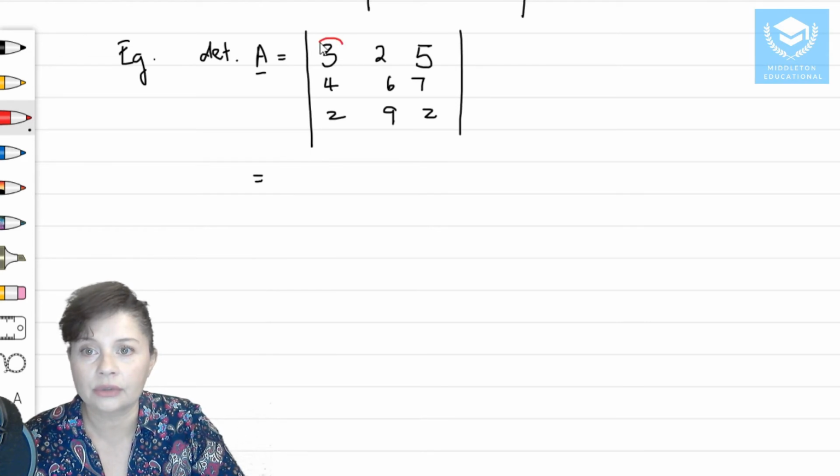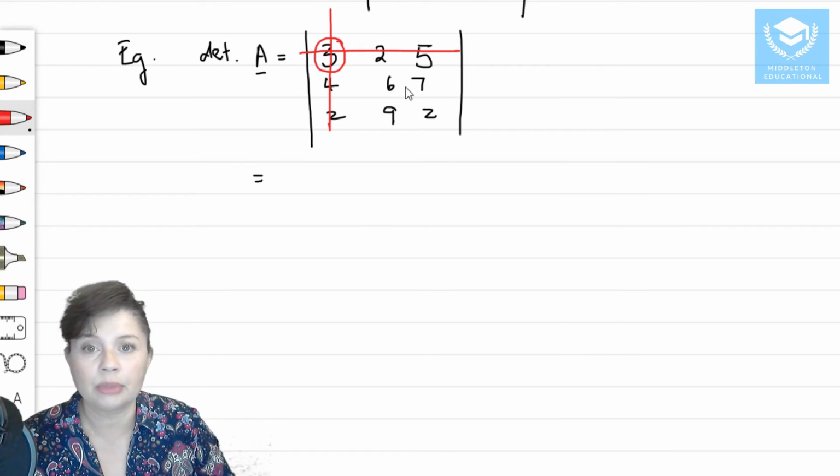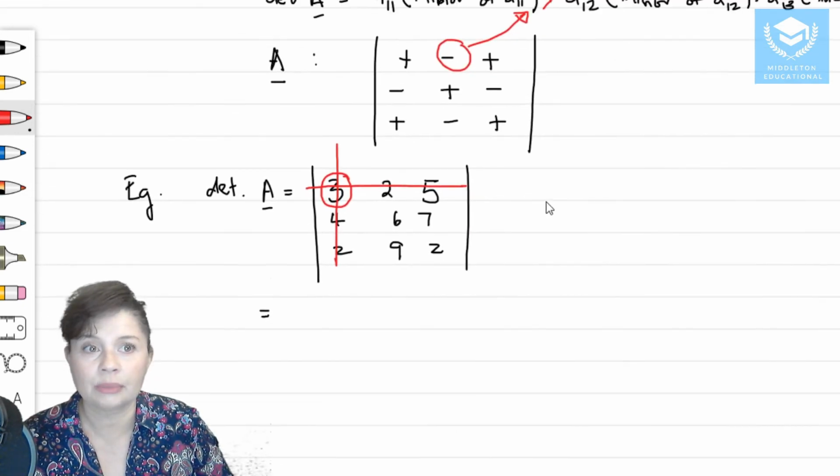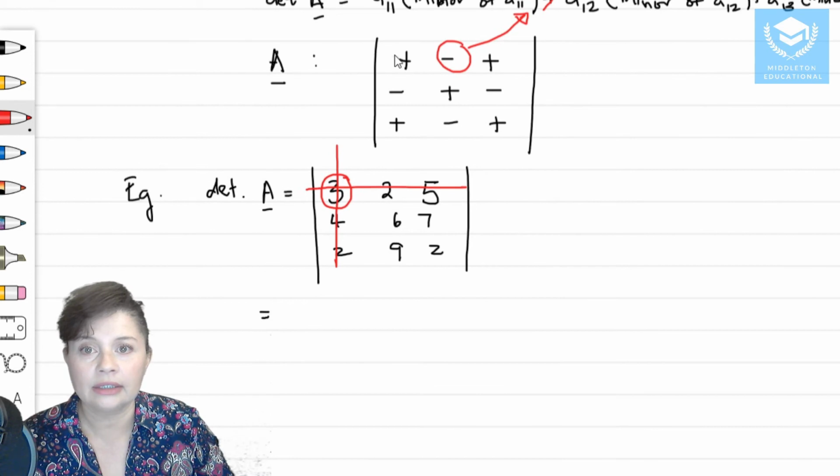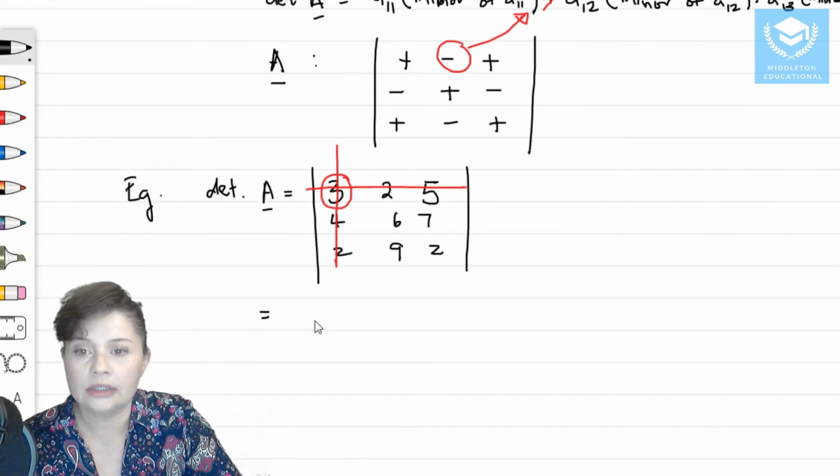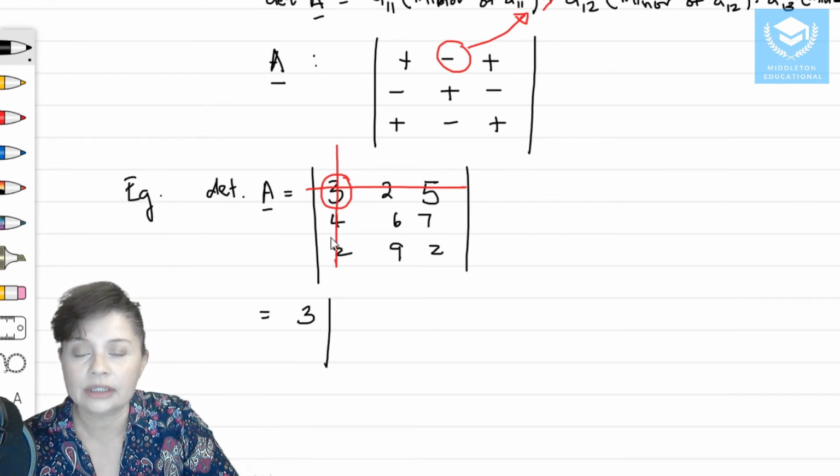So let's circle 3, and put a line through there and a line through there. The sign of that 3 position is going to be positive, as I showed you up here. So that is going to be positive. It's going to be 3 times our minor, which is everything that is not covered by the red. So it's 6, 7, 9, and 2.